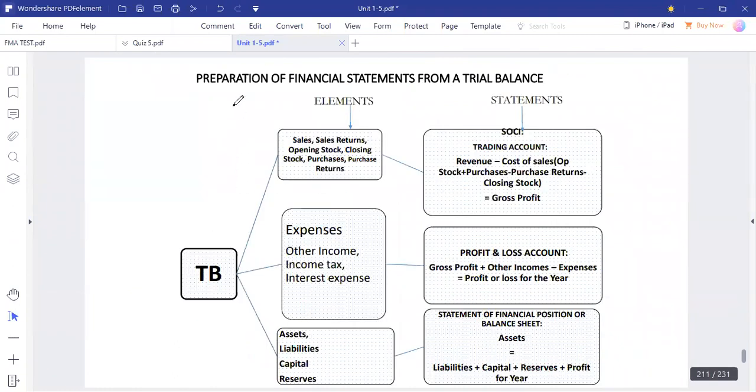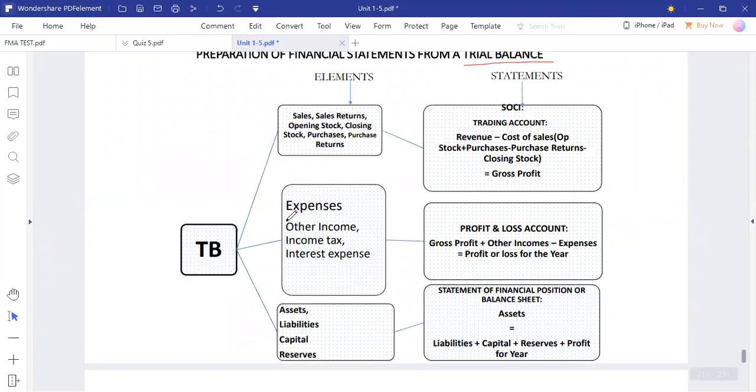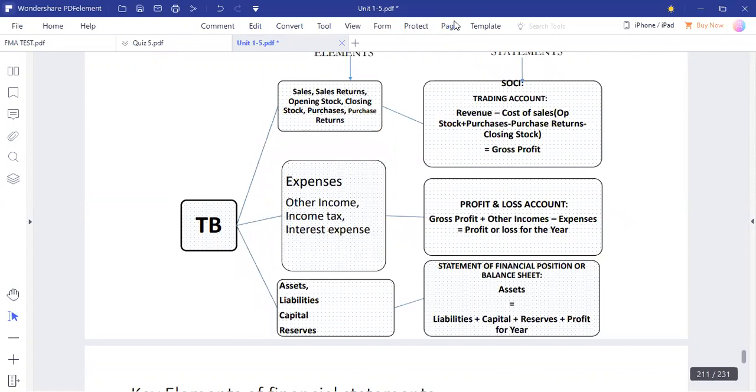So the preparation of the financial statements comes or emanates from what is called a trial balance. A trial balance is simply a list of balances. So these will need to be digested into these key accounts. The trading account, the profit and loss account, these collectively make what we call our income statement or the trading profit and loss account. And finally, our statement of financial position or the balance sheet.